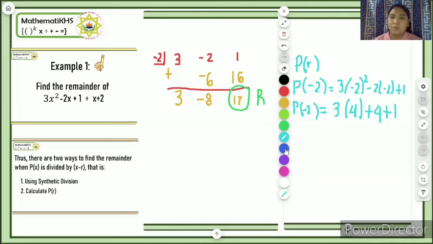Now, what will be the next one? P of negative 2 is equal to 12. 3 times 4 is 12, plus 4 is 16, plus 1. So we have now 17. Ibig sabihin, the remainder here is 17, and they are just the same. Pareho lang ang sagot natin nung gumamit tayo ng synthetic division at gumamit tayo ng remainder theorem.